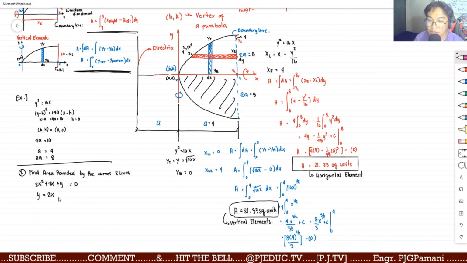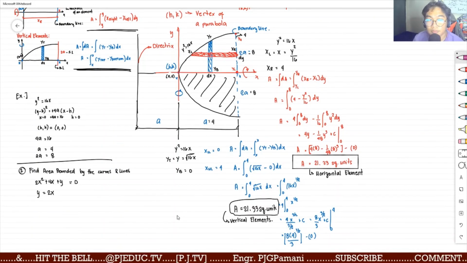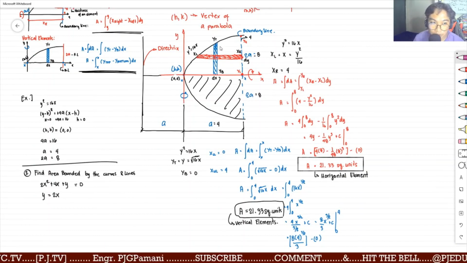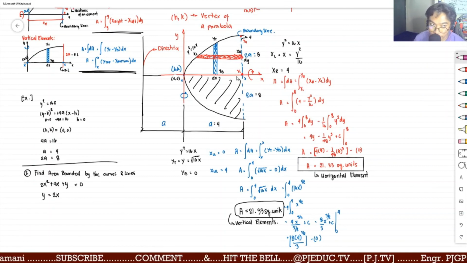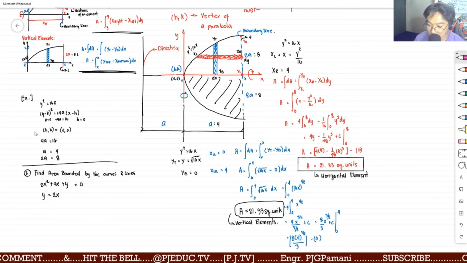Then define their intersection points. Compute for the area and so forth and so on, using either horizontal or vertical strip. Pero merong section na mas madali ang gamitin ang horizontal kaysa kay vertical strip. Ay, mas madaling gamitin si vertical kaysa kay horizontal strip.